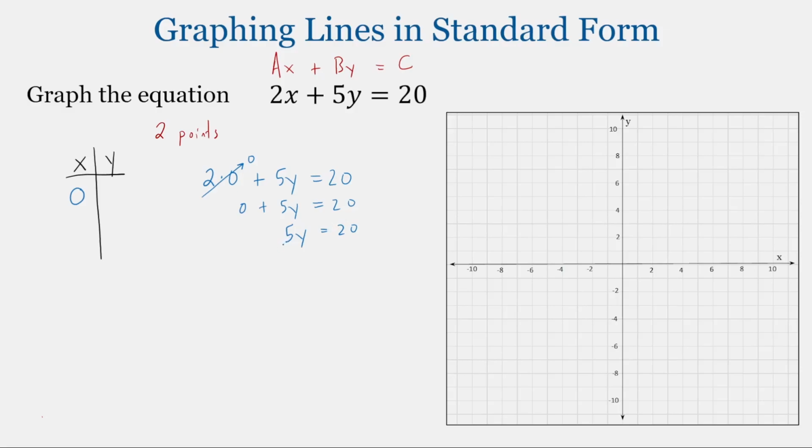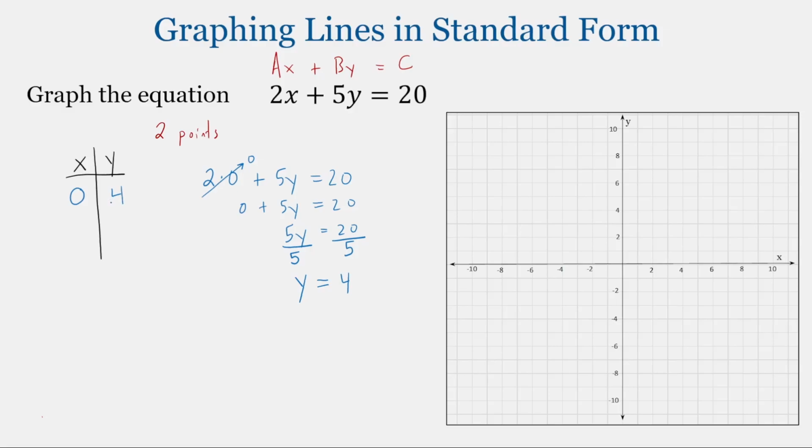Now we want to go from 5y to 1y. So to get rid of that coefficient of 5 and change it into a 1, we're going to divide by 5. 5 divided by 5 is 1. So that gives us 1y, or just y on the left. But what we do to one side, we have to do to the other to keep the equation balanced. So that gives us a y value of 4. So our y value is 4. So this means we have the ordered pair 0, 4.